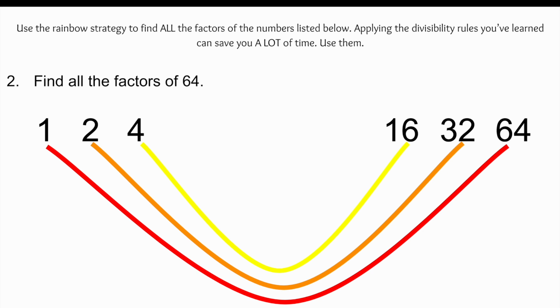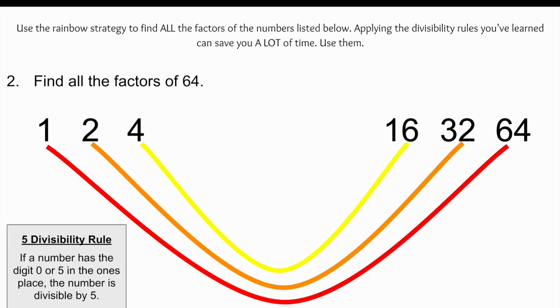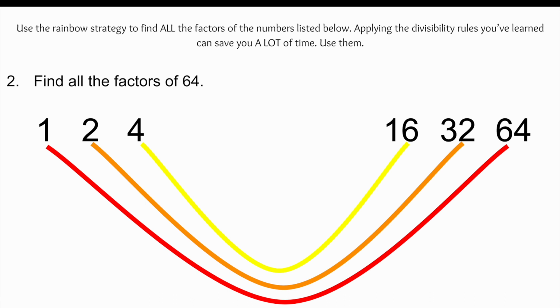Now we go to 5. Is 5 going to be a factor? Well, we know that if a number has the digit 0 or 5 in the ones place, the number is divisible by 5. And when I look at the ones place here, I see a 4. So 64 is not divisible by 5. Now we'll go on to 6.